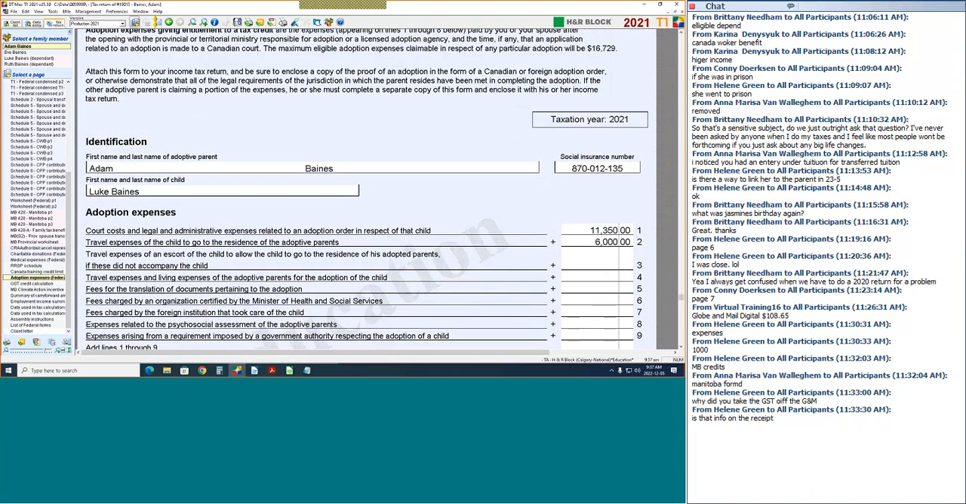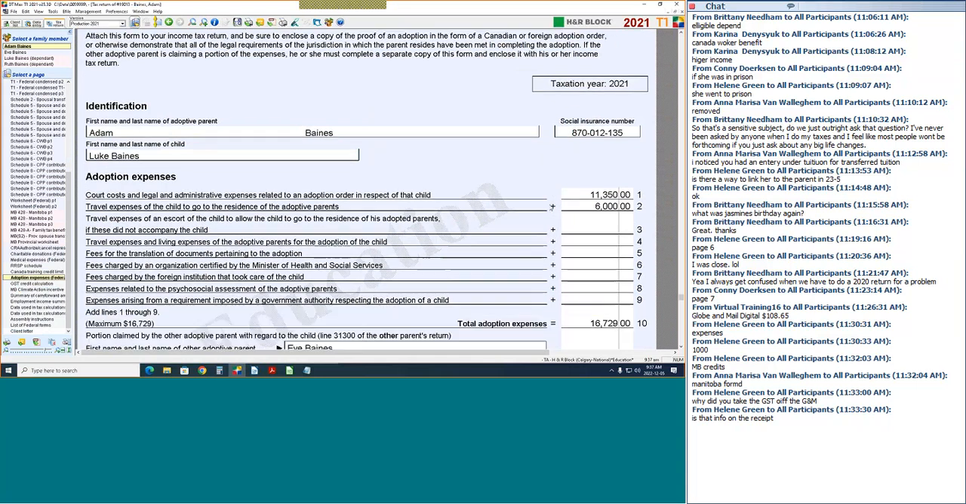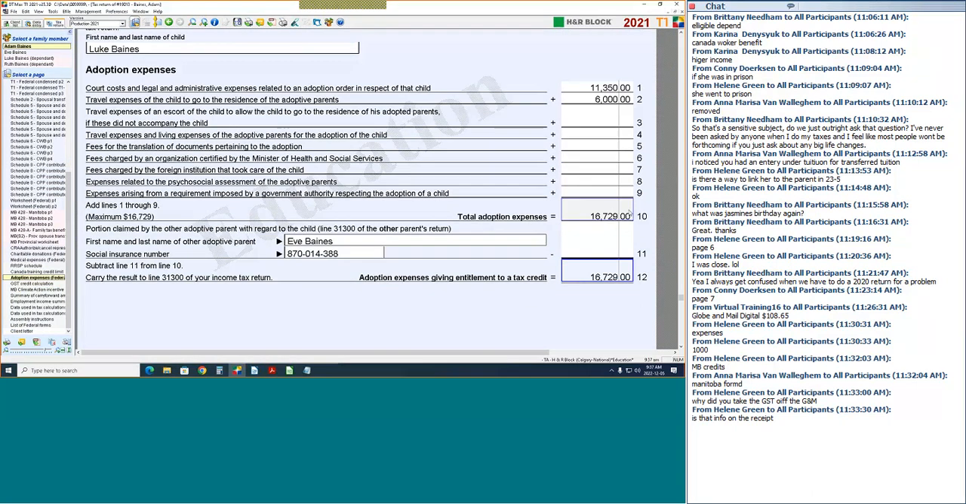So this worksheet is going to tell me who Adam adopted, what the fees were, what categories the fees were in, what the total adoption expenses were, and it's going to tell you what the maximum is. The maximum is $16,729. I can't claim more than that. And then it's going to tell me the name of the other adoptive parent. It is the person who's connected to Adam. And if I want to separate it out, I can separate it out there. I'm not going to separate it out to Eve in this case because Eve didn't need any non-refundable credits. So we're good to go with that one.